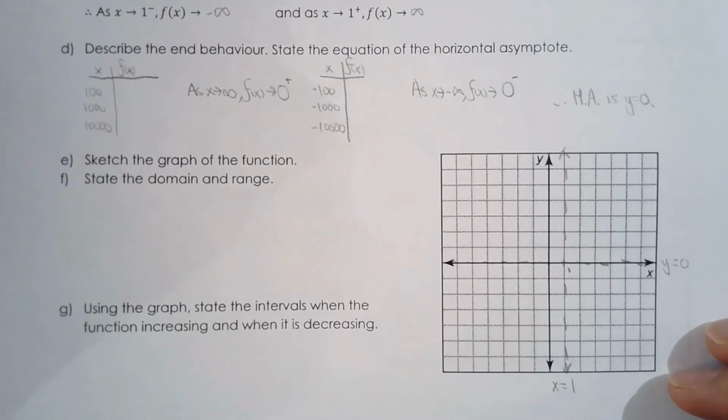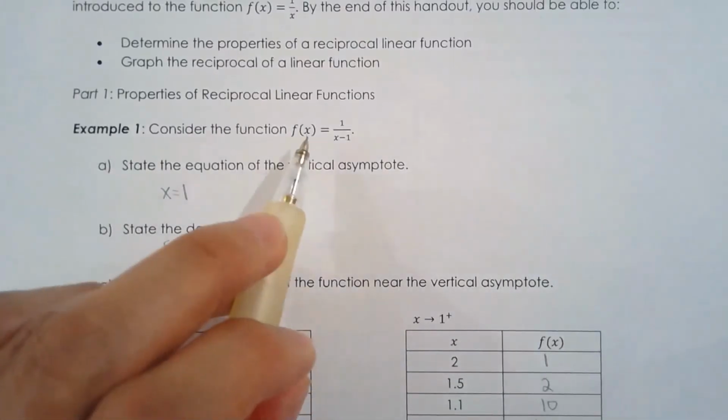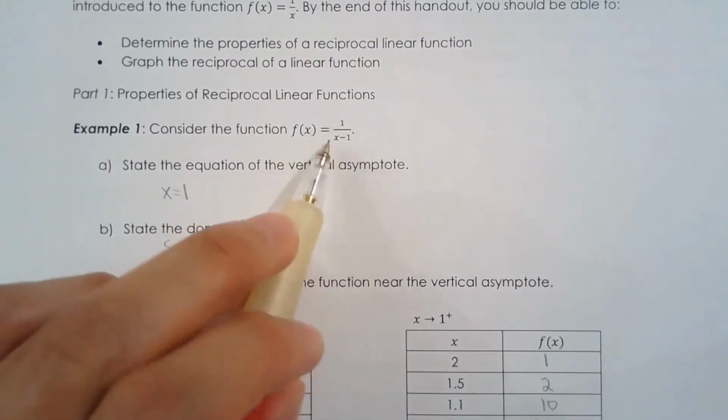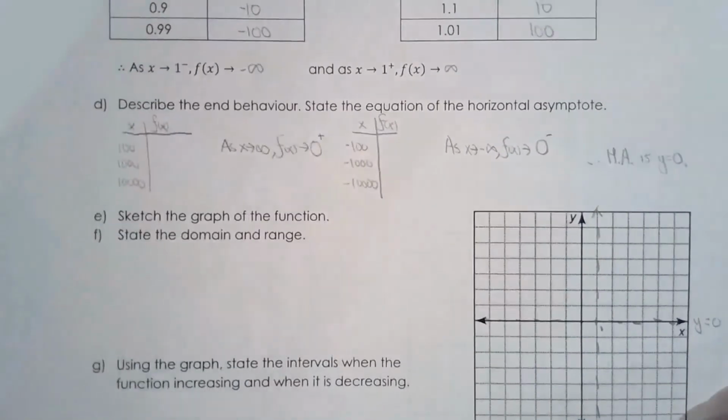So there's actually one point I really want, which is the y-intercept. So I'm looking really quickly. To find the y-intercept, I find f of 0. f of 0 is 1 over -1, which is -1. So I'll plot that y-intercept very quickly.